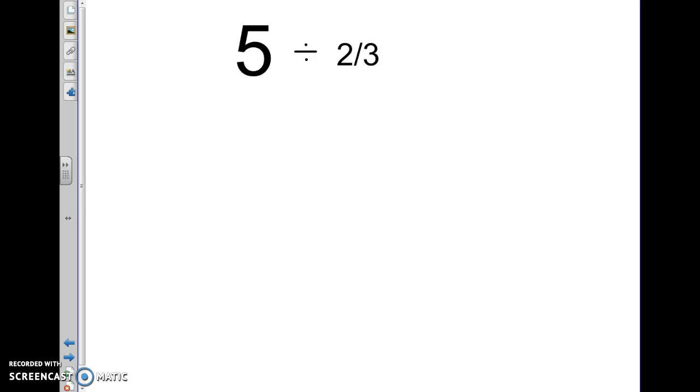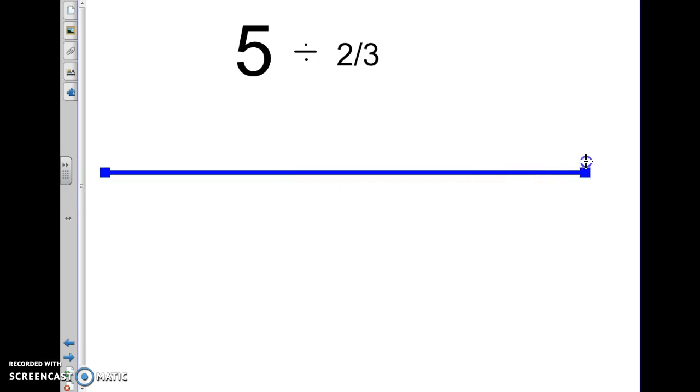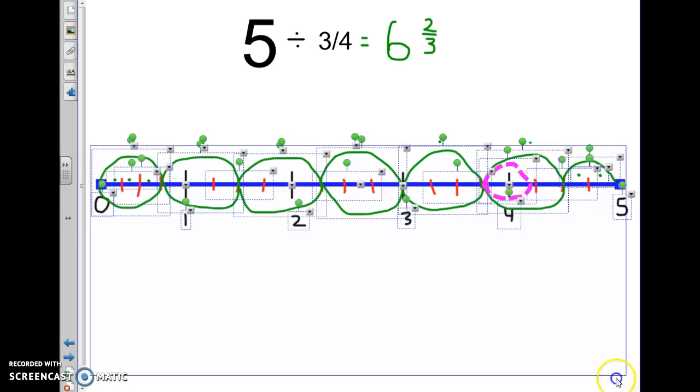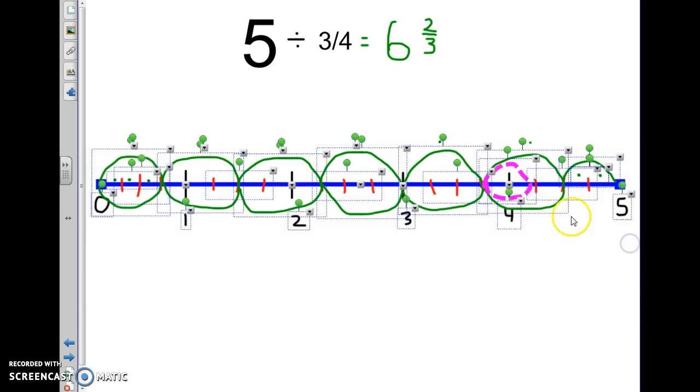So I'd like you to do the same thing for 5 divided by 2/3. What would that look like? Let's go ahead and make a number line and solve for that. Just to make this faster, I'm going to take this whole thing.